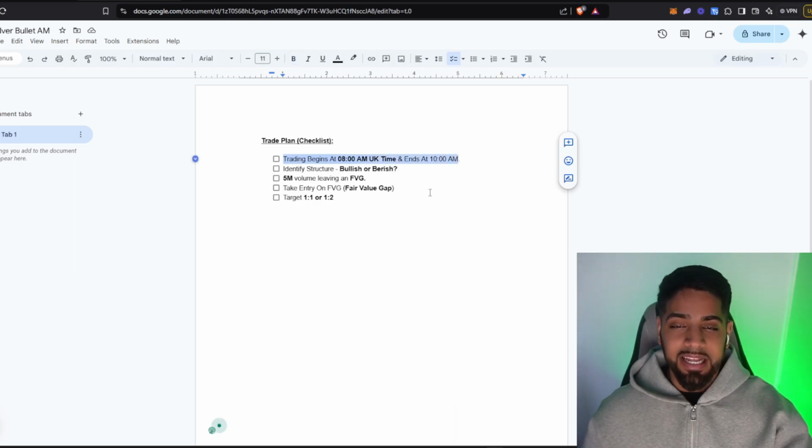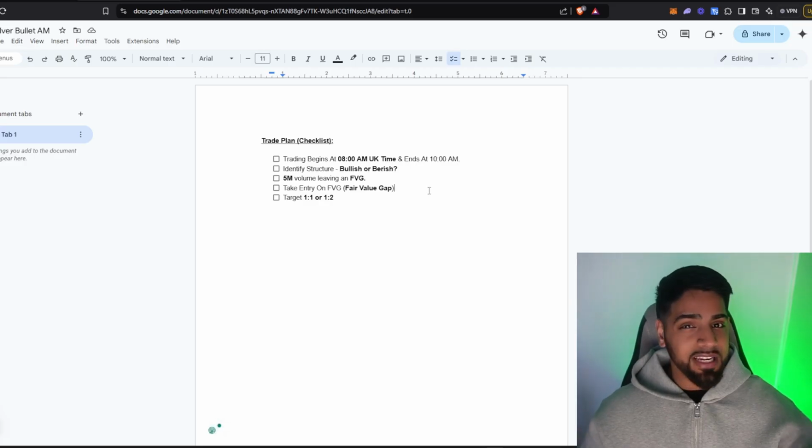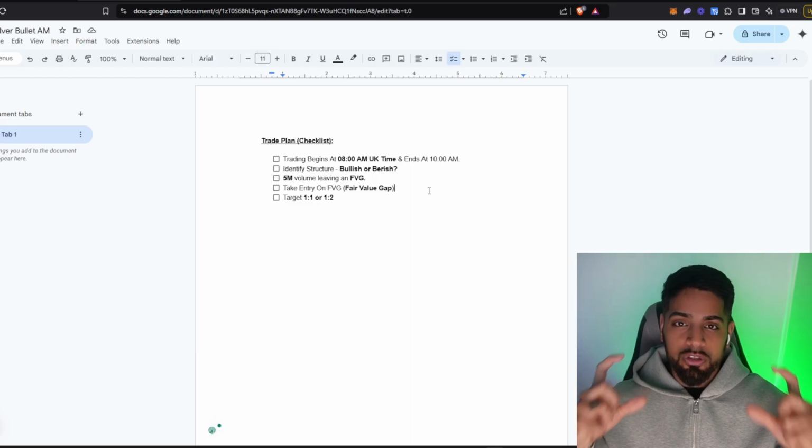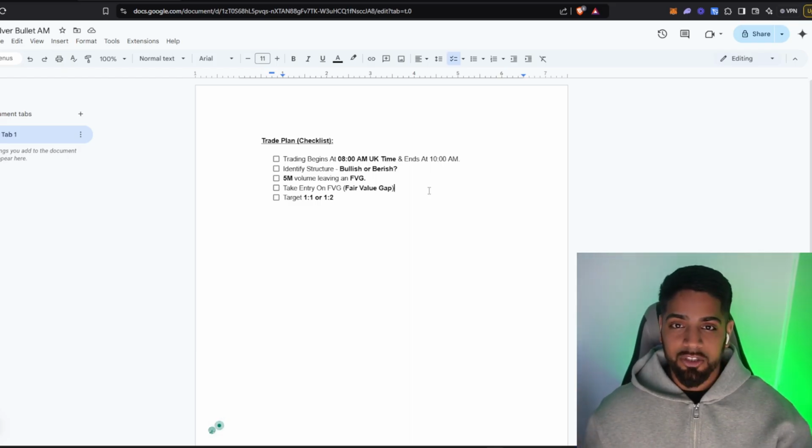So first and foremost, trading begins at 8 a.m. UK time and ends at 10 a.m. UK time. Now, if you're anywhere else in the world, then configure this to whatever time zone you're in, but I only trade between 8 and 10. That's only 2 hours in the morning. Now, the reason I do this is because that is the optimal time window for the silver bullet strategy. Within this time, if you don't find a setup, you can come back for the PM session.